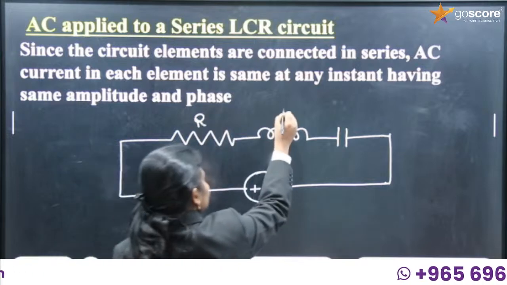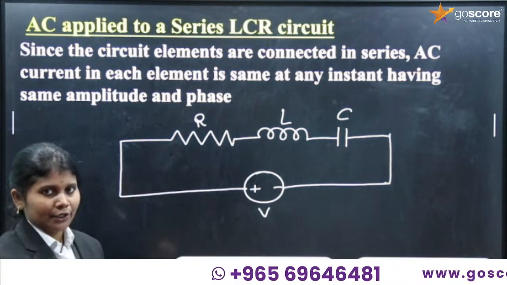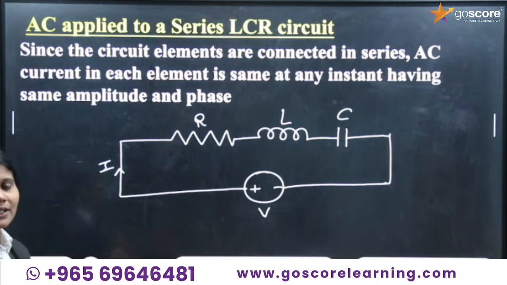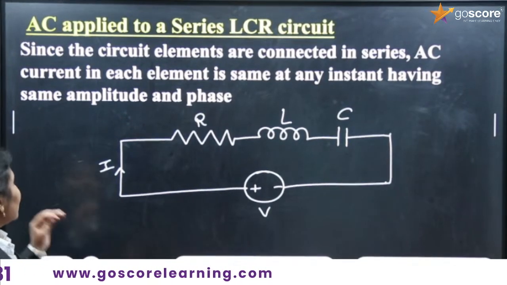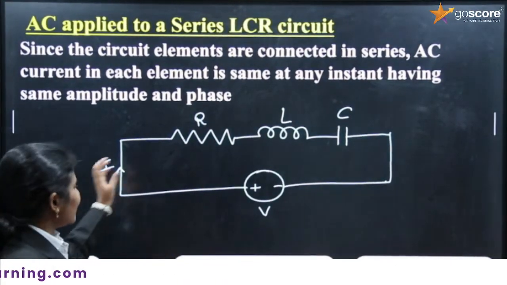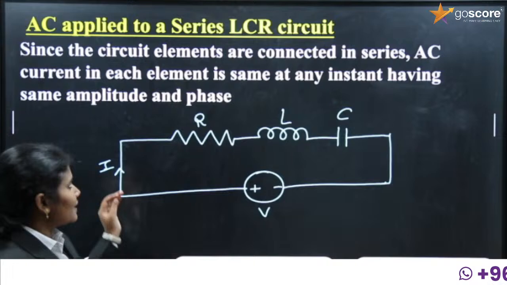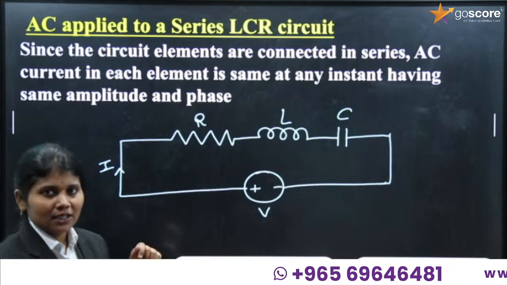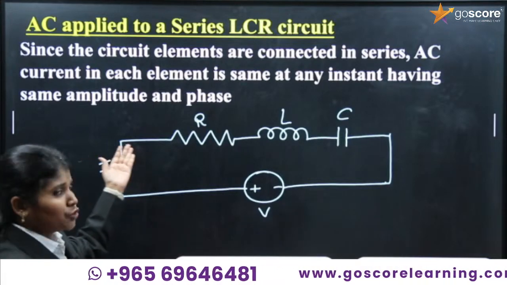This LCR circuit we also call an RLC circuit. When we give the AC, current passes through the LCR circuit. Since the circuit elements are connected in series, the AC current in each element is the same. In resistor, inductor and capacitor, the current is the same because they are connected in series, at any instant having the same amplitude and phase.